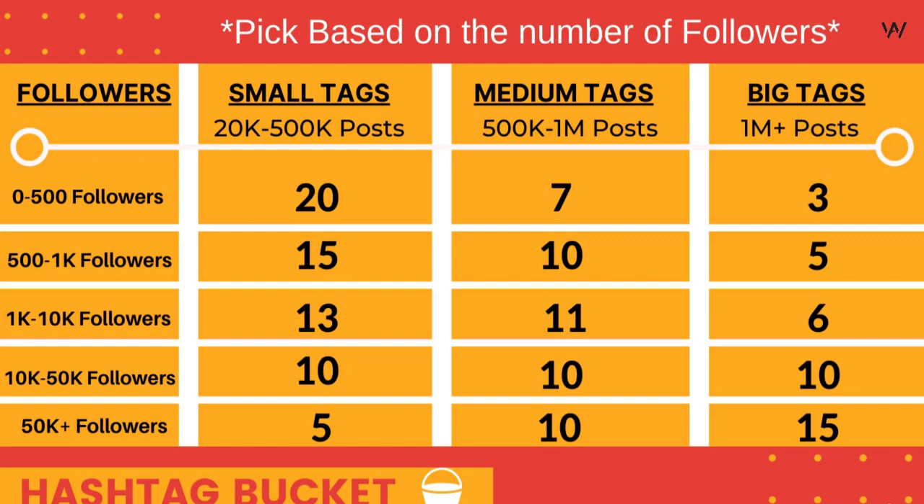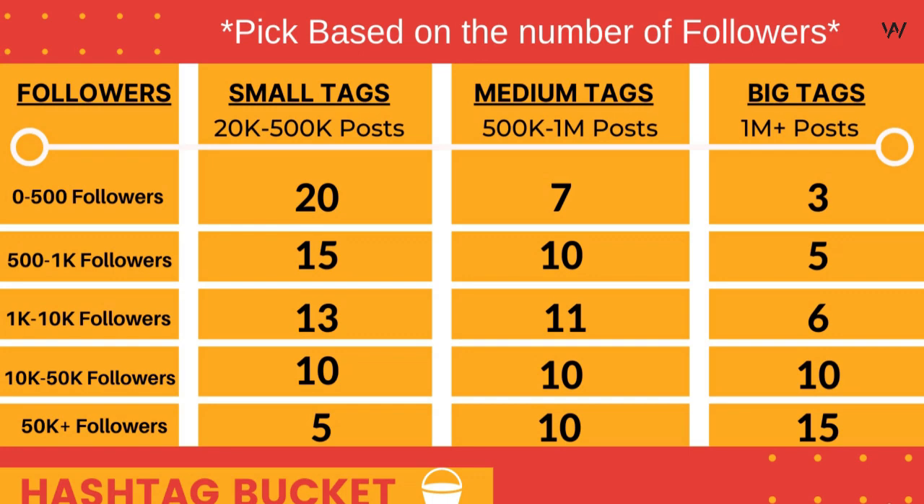You can see that the hashtag bucket is divided into columns as well as rows. There are 3 columns, and the columns read small tags, medium tags and big tags. Small tags are the hashtags that have around 20k to 500k posts, medium tags are the tags that have 500k to 1 million posts, and big tags are the hashtags with more than 1 million posts. And on the side you can see the follower count.